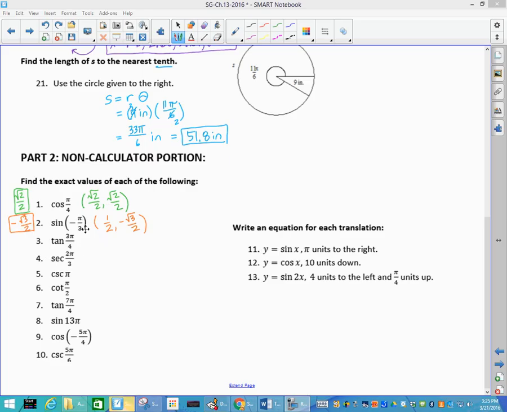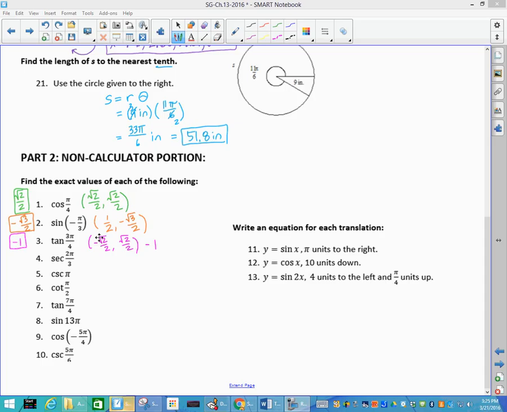Tangent of 3 pi over 4. 3 pi over 4 is in the second quadrant, and those coordinates are negative square root of 2 over 2, square root of 2 over 2. Okay, and if you wrote the tangent values on your circle, then you should have negative 1 out to the side, which makes the answer negative 1 because it's y over x.